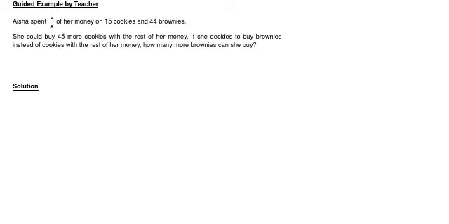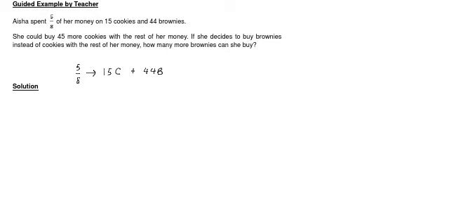Aisha spent 5/8 of her money on 15 cookies and 44 brownies. She could buy 45 more cookies with the rest of her money. If she decides to buy brownies instead of cookies with the rest of her money, how many more brownies can she buy? Okay, now let's look at 5/8 of her money. So 5/8 can get her 15 cookies and 44 brownies. Right?